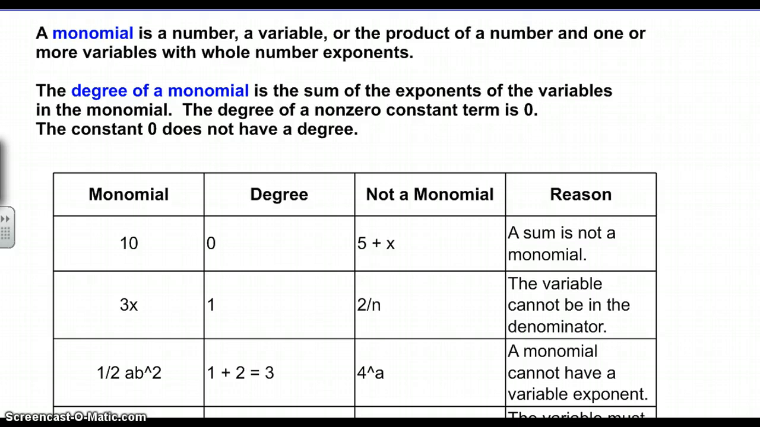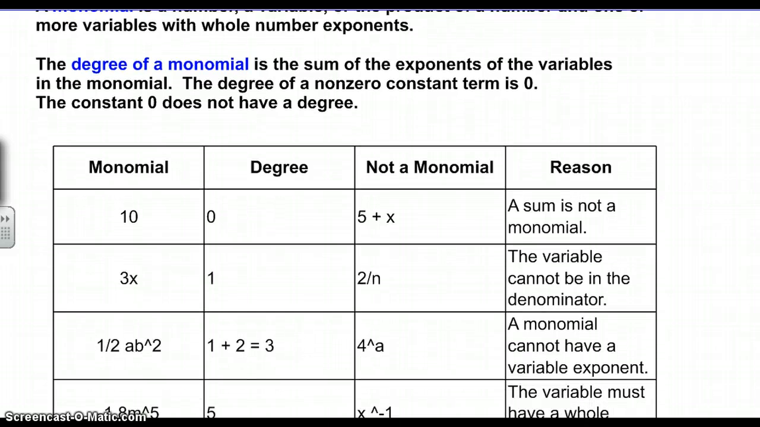When we talk about a monomial, a lot of times we look at degrees of monomials, and a degree is the sum of all the exponents of the variables in the monomial. The degree of any constant term is 0, except for 0 itself, and that does not have a degree.